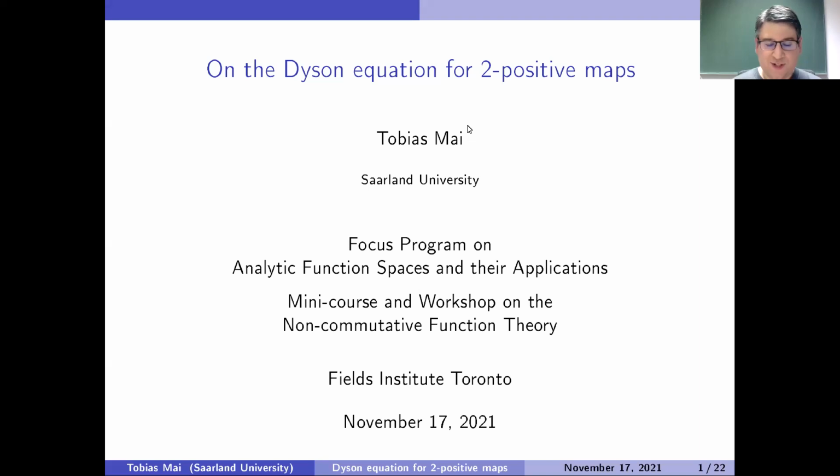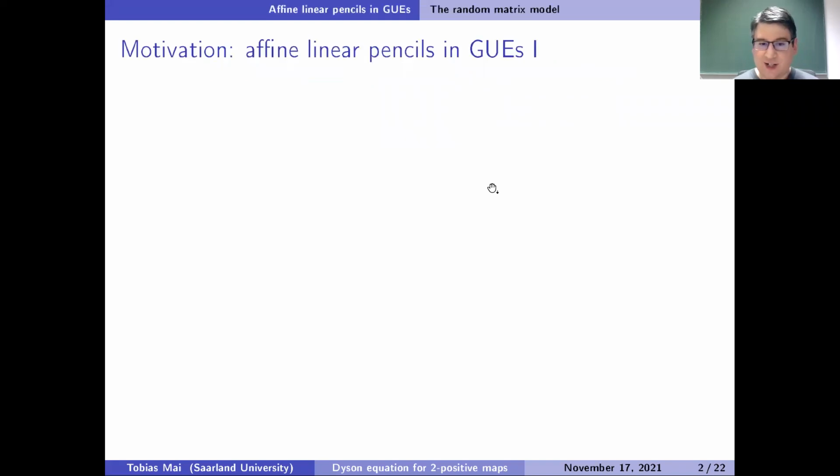But first of all, I should give you a kind of motivation why this kind of question should actually be interesting to you. And a good starting point is the connection to random matrix theory. So let me start with the motivation coming from GUE matrices and evaluations of affine linear pencils in GUEs.